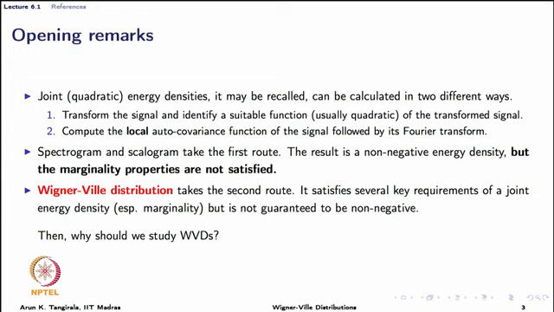Now, as we have noted on several occasions, spectrogram and scalogram belong to the first category. In spectrogram you take the short time Fourier transform and then compute the squared magnitude, and in scalogram the story is the same. You compute the wavelet transform and then take the squared magnitude of the wavelet transform. The good thing about adopting this strategy for constructing the joint energy density is that you have a non-negative energy density, which is one of the key requirements that a joint energy density should satisfy to make some sense.